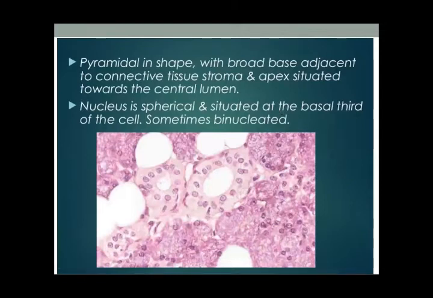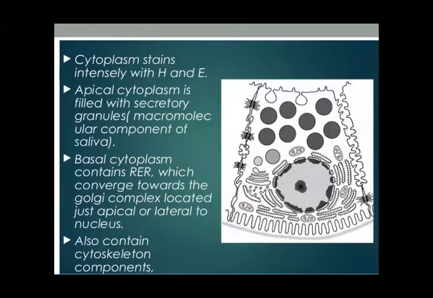The cells are pyramidal in shape, with a broad base adjacent to the connective tissue stroma and the apex situated towards the central lumen. The nucleus is spherical, situated at the basal third of the cell, and sometimes binucleated. The cytoplasm stains intensely with eosin, and the apical cytoplasm is filled with secretory granules, macromolecular components of saliva. The basal cytoplasm contains rough endoplasmic reticulum which converges towards the Golgi complex, located just apical to the nucleus.